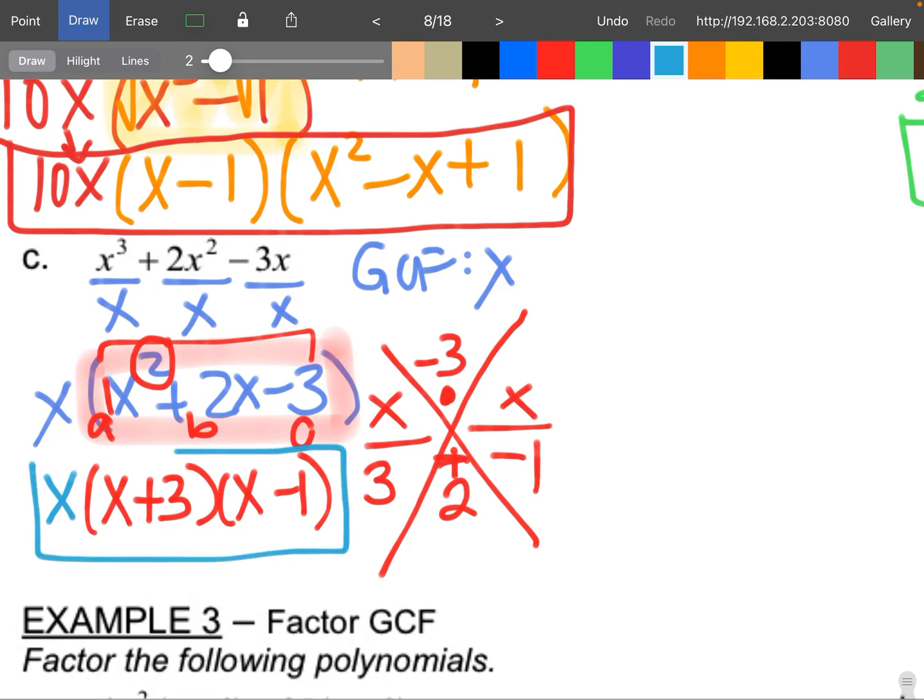So even though this started as a cubic, x to the third, I did not use the sum or difference of cubes pattern. So please always make sure you pay attention, count the number of terms, and determine the best way to factor. That's it for learning how to factor the sum or difference of cubes.